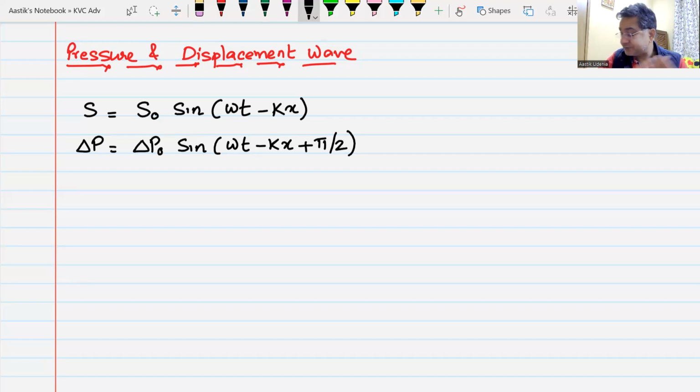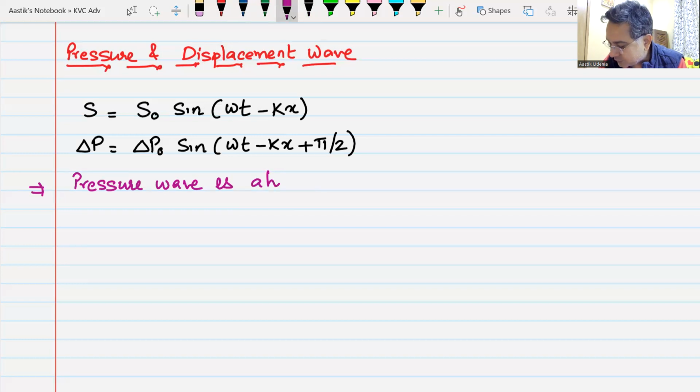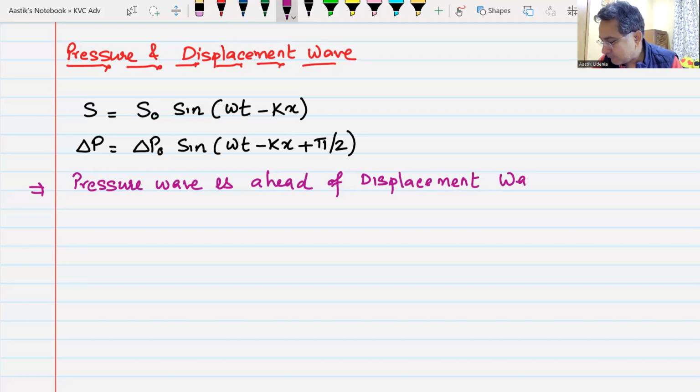Do we understand this? So that is the first thing that you should note. The pressure wave is ahead of the displacement wave by a phase angle of pi by 2. What does it mean?